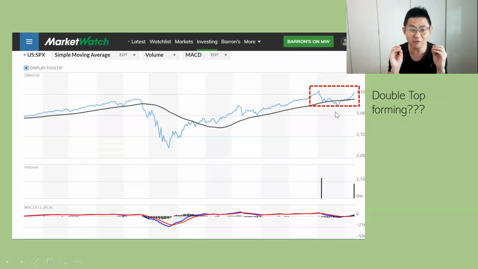Okay, I don't know, have you heard of this thing called double top forming? So double top formation. Over here, double top formation means previously we have seen a top, and now we are moving towards the previous top. So some of them suspect that this is a double top formation. And for those who do not know what a double top formation is, let me just share with you.